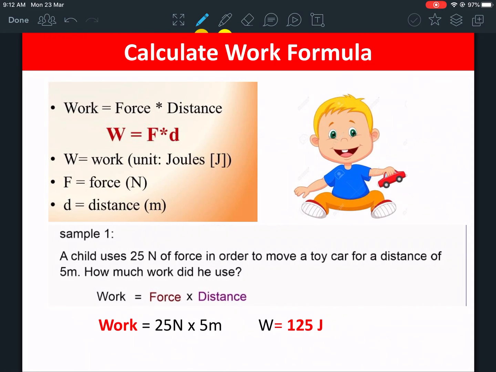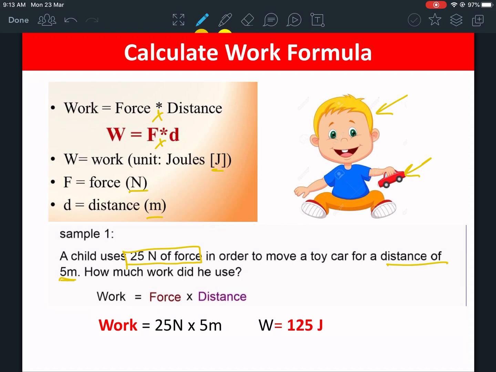Okay, so they gave you, this is the formula here. This is times. This is the same as times. Okay, so work equals force times distance. It's right over there. Work joules, force newton, distance meter. Let's see the example. So a child uses 25 newtons of force in order to move a toy car a distance of 5 meters.